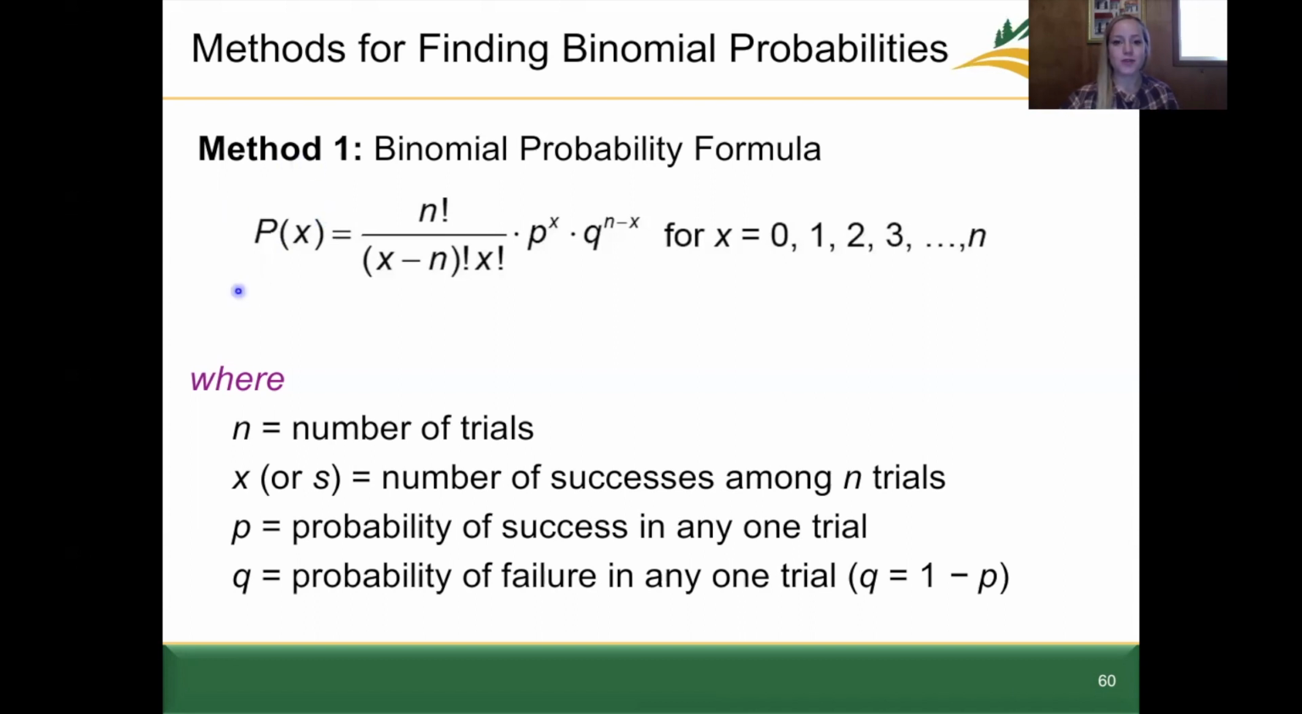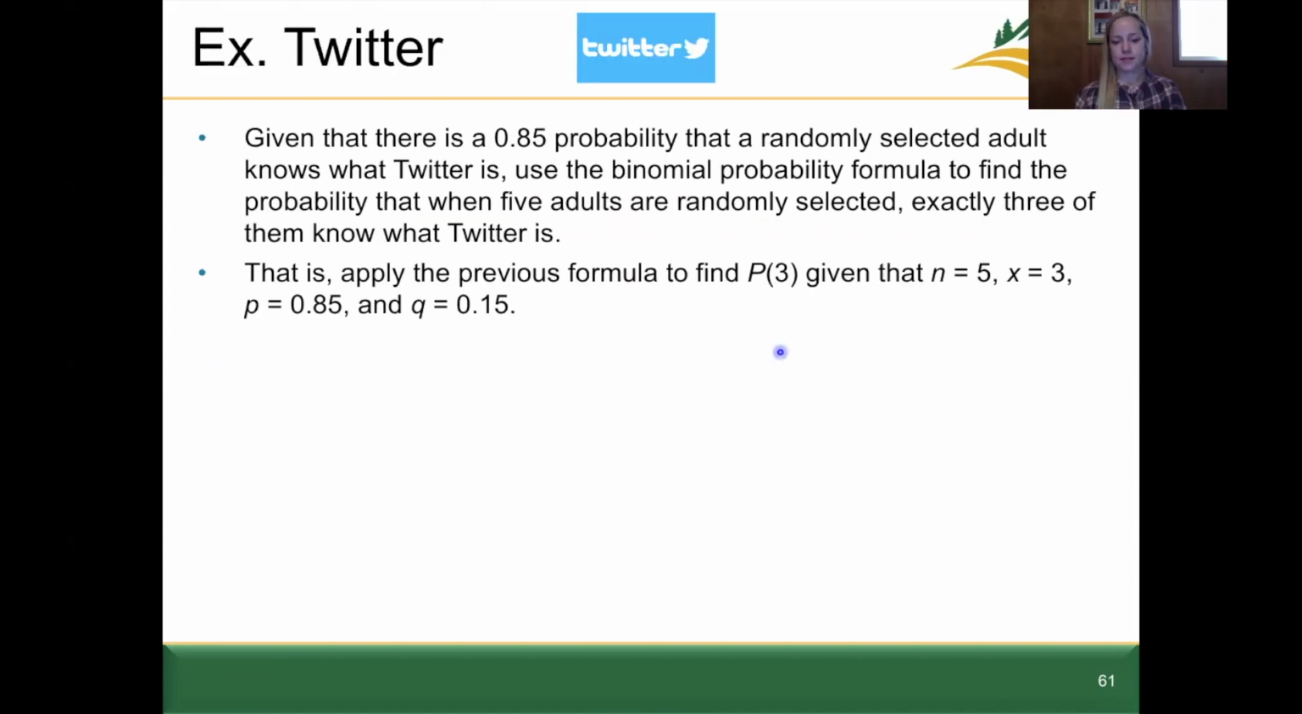We can only use this formula if A, we're told we're dealing with binomial distribution data, or B, we looked through those 4 requirements and we checked off that yes, this is definitely a binomial probability distribution. Let's take the same Twitter example now and practice using that formula. We're going to do so in the case that we selected 5 adults randomly, and we want to determine the probability of exactly 3 of them knowing what Twitter is.